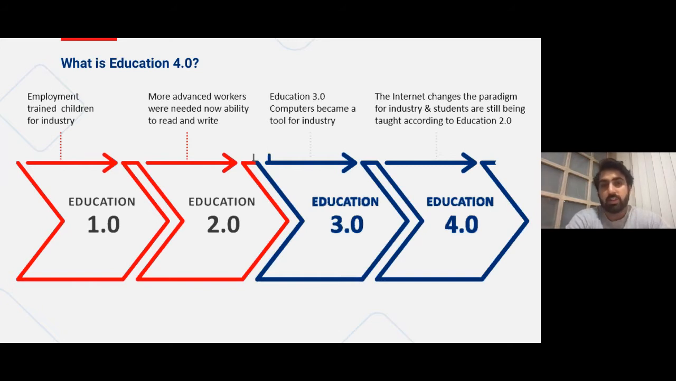As computers became a tool for industry as a whole, Education 3.0 brought on computer literacy. Using computers was something that needed to be taught to people at scale so they could then operate them within companies. Education 4.0, which is the phase that we are all currently in, is where the connectivity of these computers actually changes how we need to be learning and even teaching our next generations.